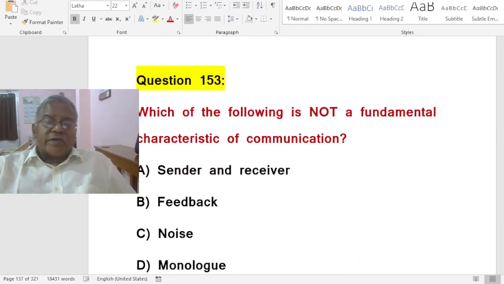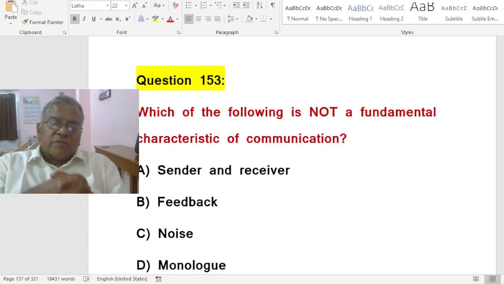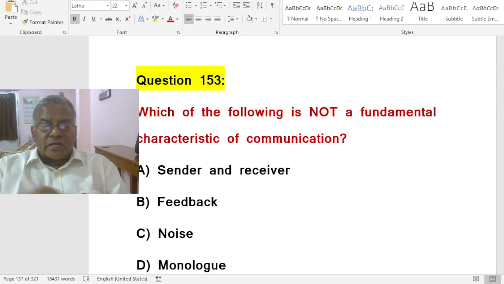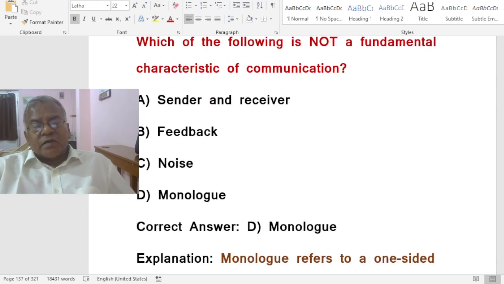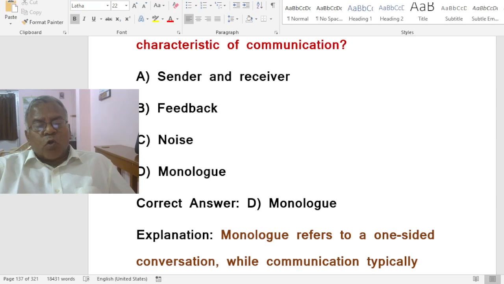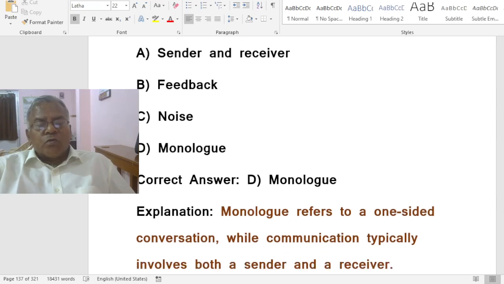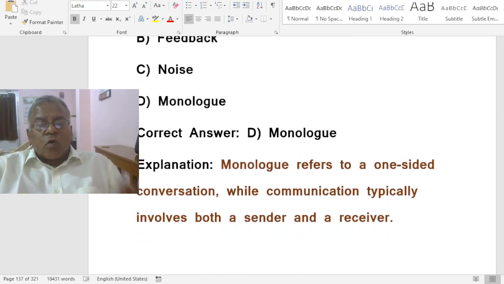Which of the following is not a fundamental characteristic of communication? A. Sender and receiver. B. Feedback. C. Noise. D. Monologue. Monologue refers to a one-sided conversation, while communication typically involves both a sender and a receiver.